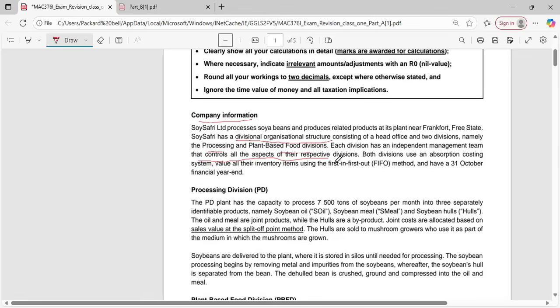Then you know if it is performance management, and here they are talking of the divisions that control all the aspects of their respective division, then when you measure their performance, you are going to base it on controllable cost. So I would prefer us to understand all the costing topics. Remember in our MAC 3761, they will not test us on all the costing topics, but we don't know which ones will come. They can choose any topic they want to examine. So understanding all the costing principles is very important, especially in the final exam.